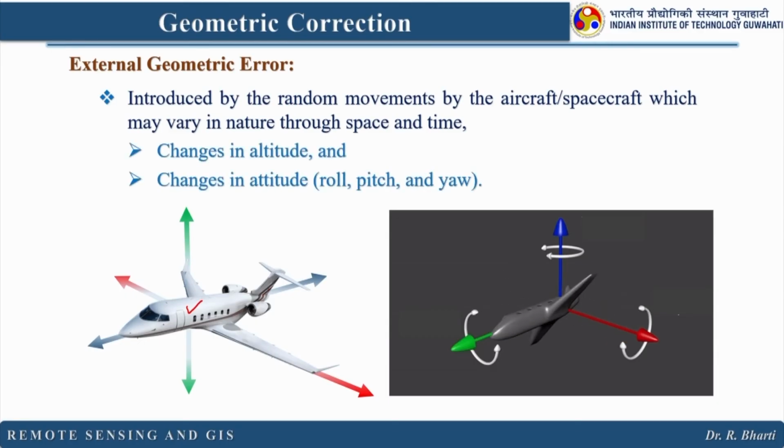So, because of the change in altitude and change in attitude. How do we define altitude? Altitude is the height of the sensor or the satellite from where we are taking the measurement, and the next is attitude. Attitude is basically the position or the behavior of that particular platform in x, y and z direction. So, here you have roll, pitch and yaw.